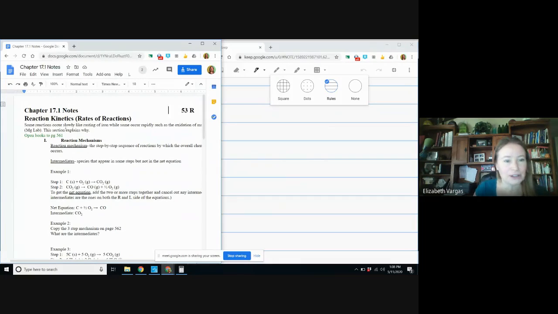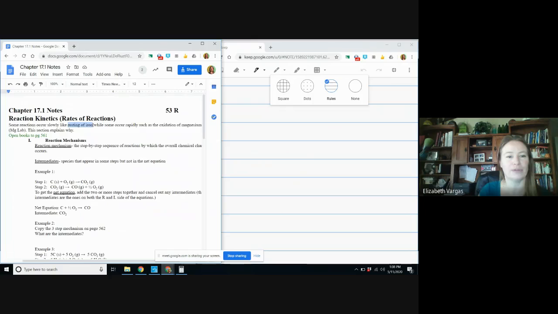Okay, so chapter 17 is on kinetics, and kinetics is related to the rate of the reaction. So some things happen really fast, like combustion, and some things happen really slow. And the best example is rusting of iron. So it takes a long time for iron to rust, but it's really fast if you're going to burn alcohol or like some pine needles or something.